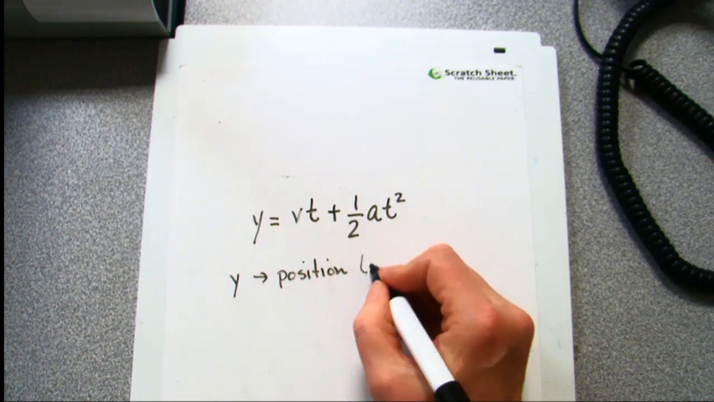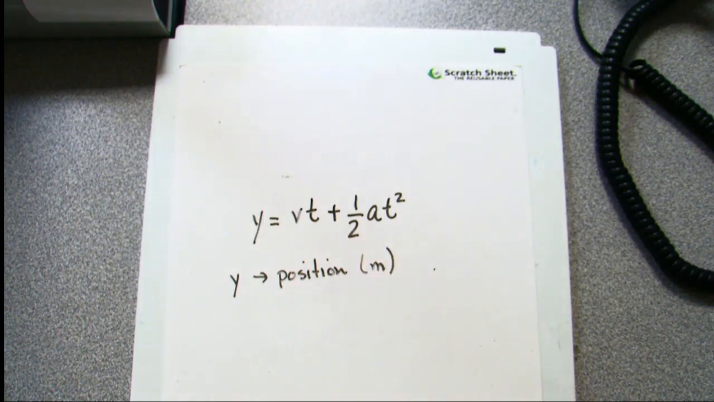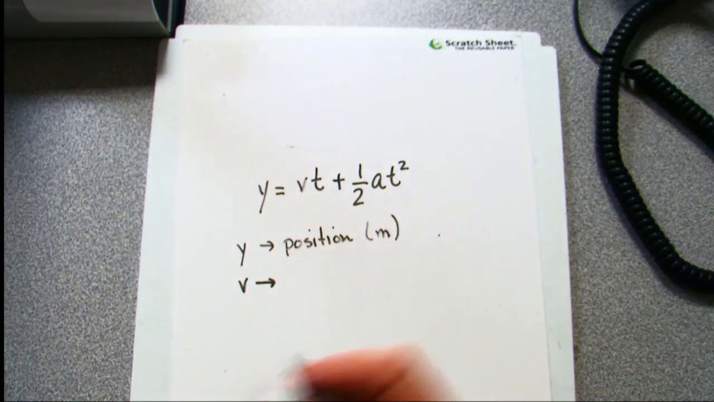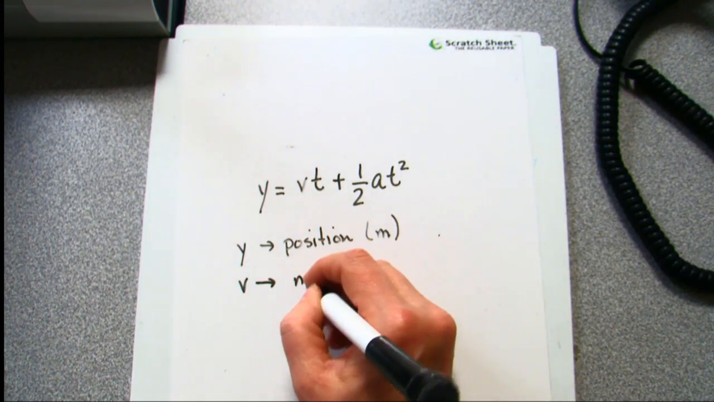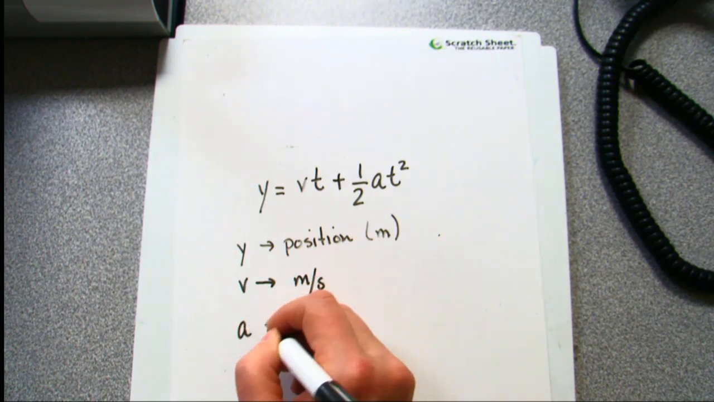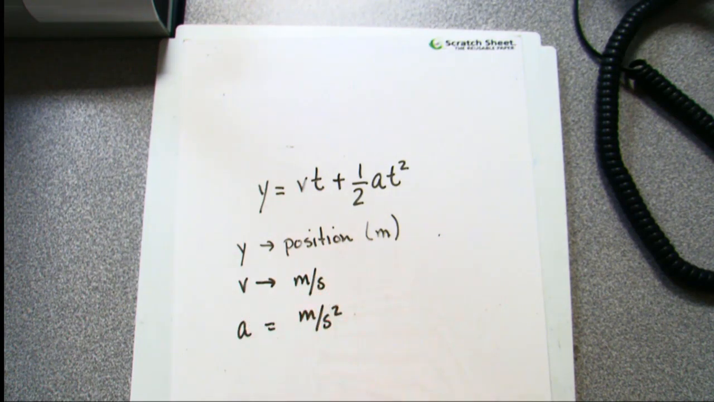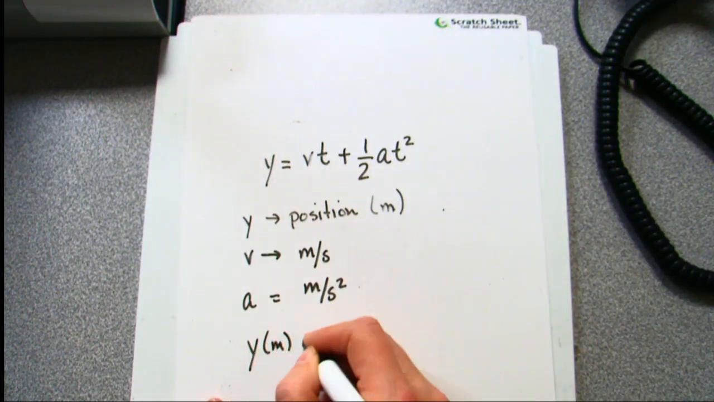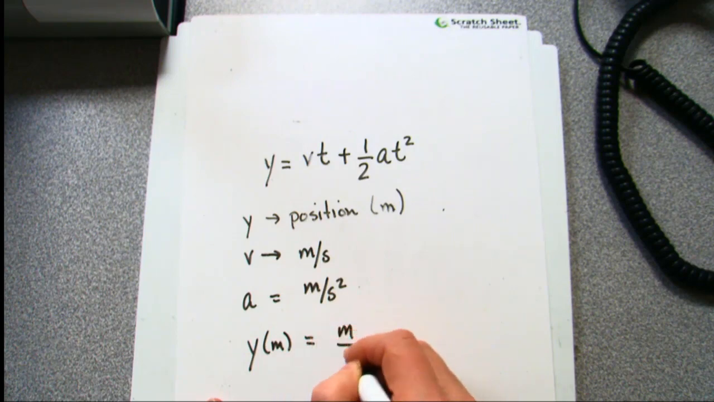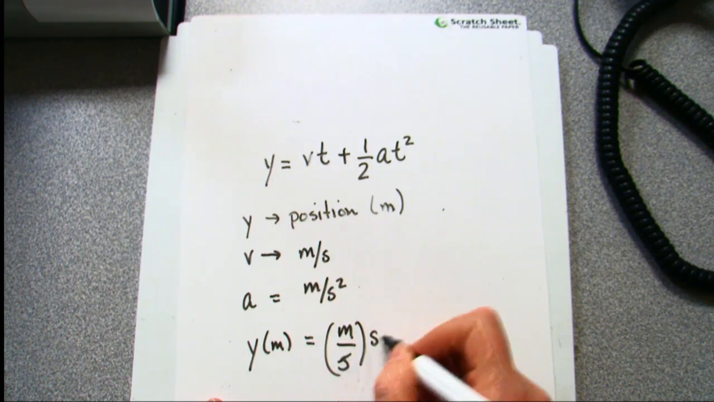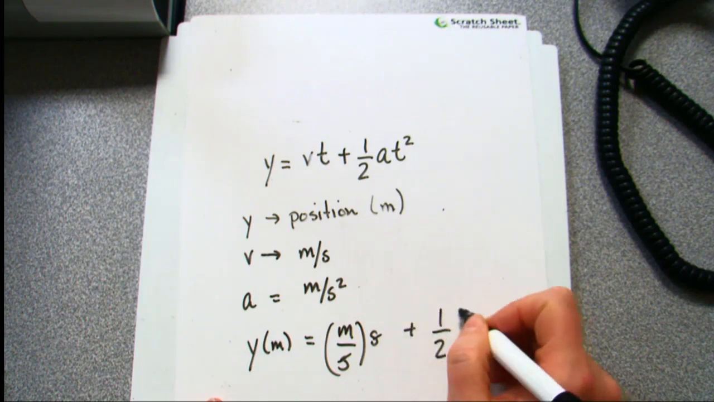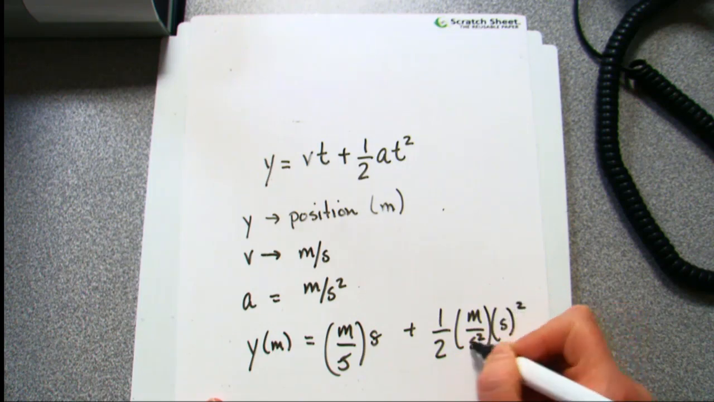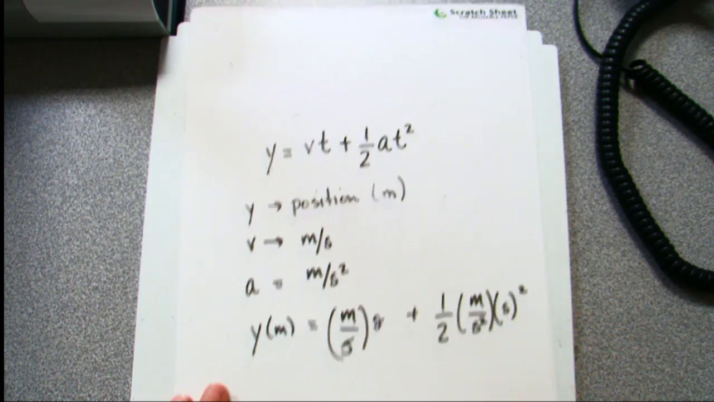And if Y is a position, it's likely to be in meters. Velocity is going to be in meters per second. It's going to be a speed, so velocity is in meters per second. Acceleration is in meters per second squared. And so if I look at this, I get Y is in meters. And if I'm doing this, I'm going to have my meters per second times time. And then I have my 1/2. And then I get meters per second squared. And I've got time squared. So I end up with meters and meters.